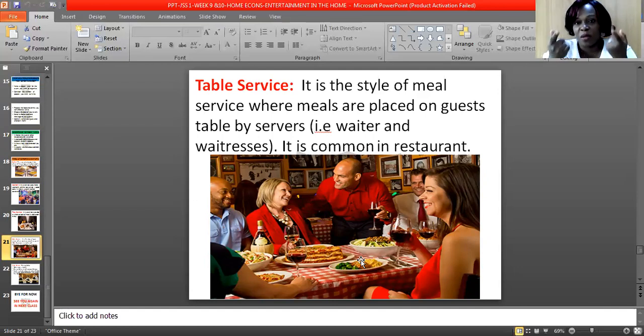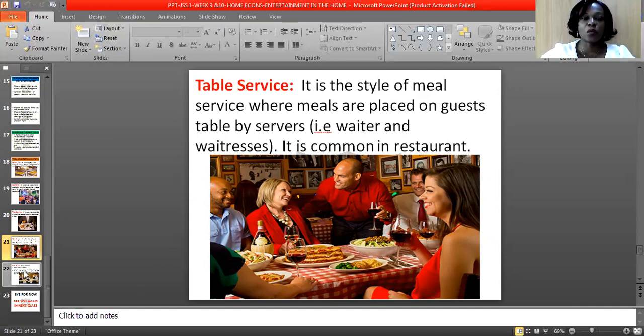When you go to a restaurant to eat, you will do what? You quickly order what you want to eat. They will put it in a plate and they will serve you on your table. That is table service. Are you with me?